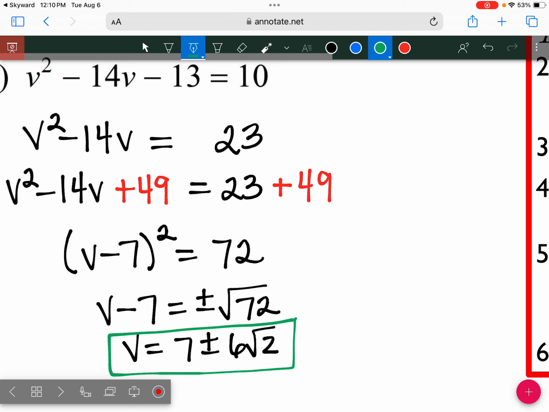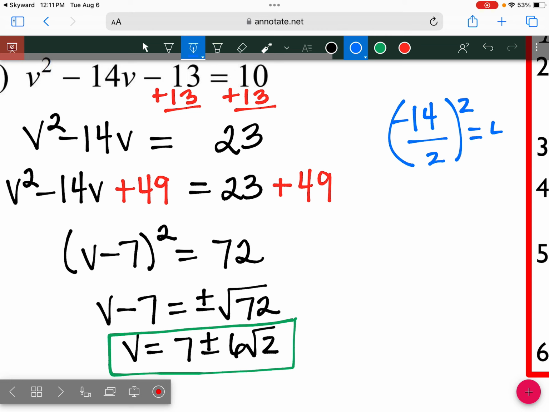First step, add the 13 to both sides, like that. And then that should give you b squared minus 14b equals 23. And then this 49, I got that from taking negative 14, dividing by 2, and squaring it. That's how I got 49. So I added 49 here and here.